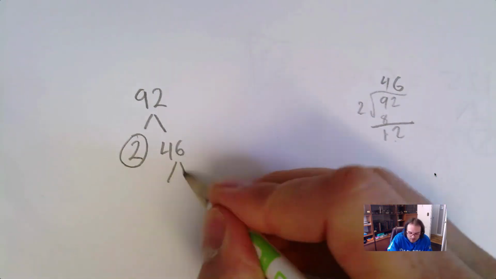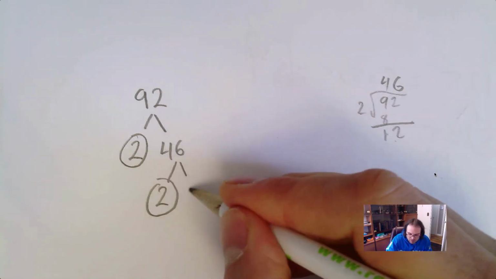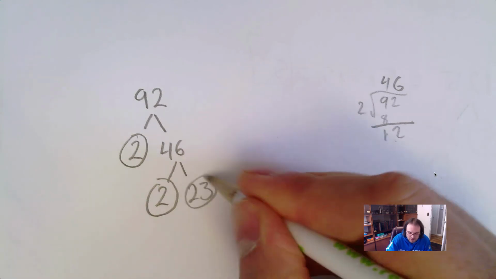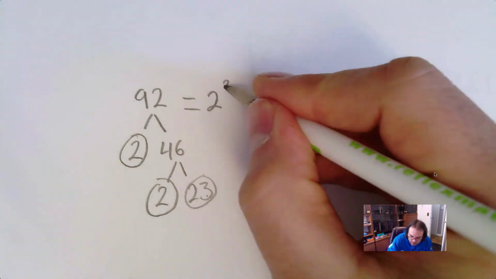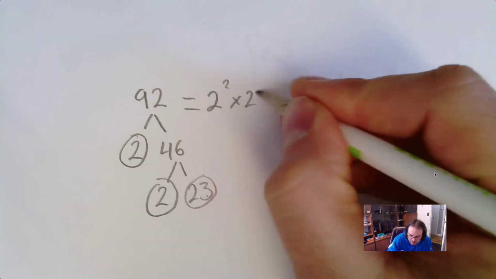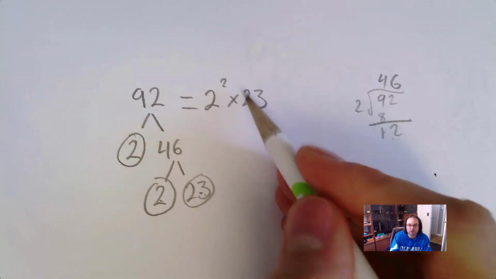2's prime. We could halve 46. I'm going to get another 2. Then I get a 23. So half of 46 is 23. 23 we find out is prime. This is going to give me 2 squared times 23, or 2 times 2 times 23. So 2 squared times 23.